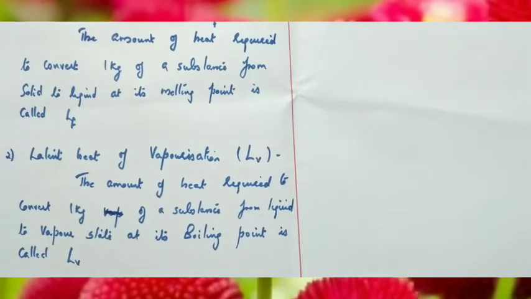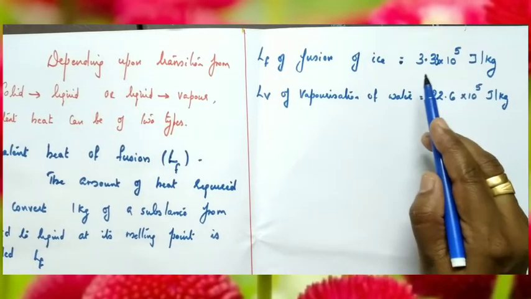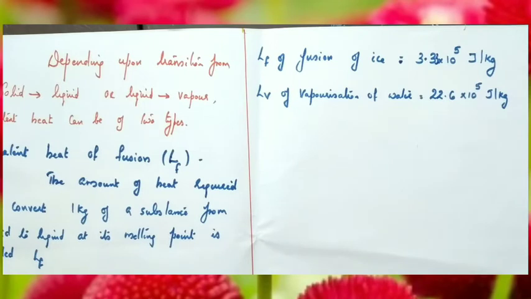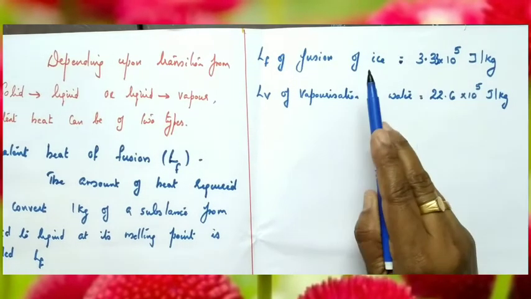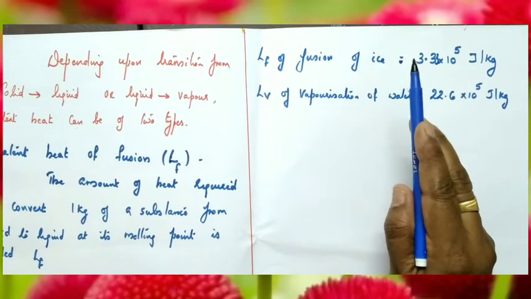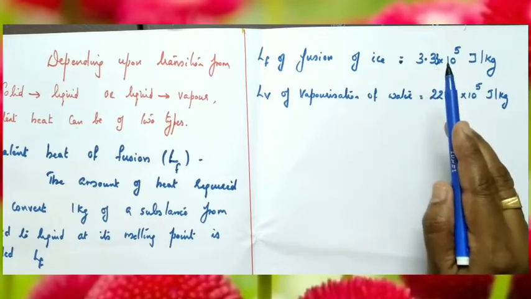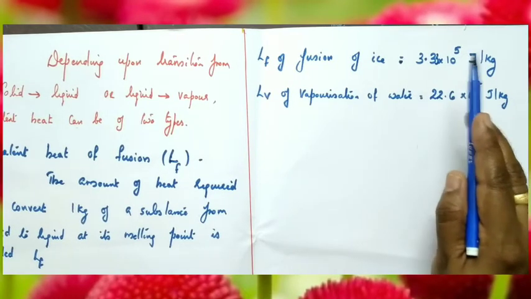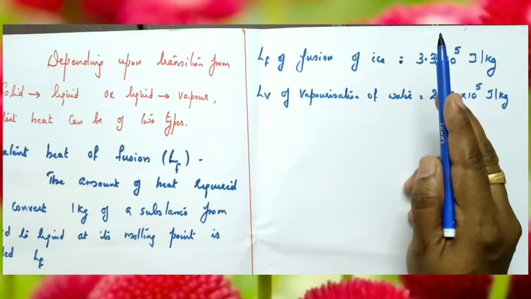Clear, children? Latent heat of fusion of ice is 3.33 into 10 raised to 5 joules per kilogram. So what does it mean? It means 3.33 into 10 raised to 5 joule is the amount of heat required to convert 1 kilogram of ice to water at 0 degrees Celsius, because melting point of ice is 0 degrees Celsius.